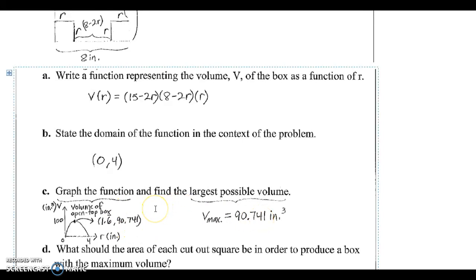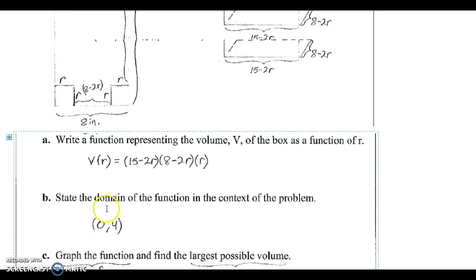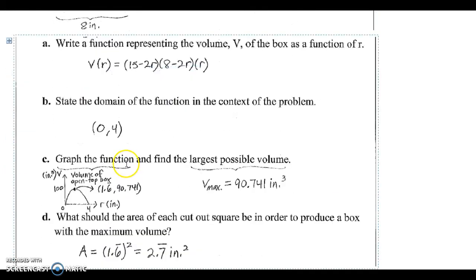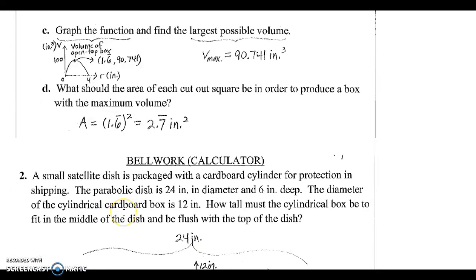So that takes us to part D. What should the area of each cutout square be in order to produce a box with the maximum volume? Well, if the maximum volume of 90.741 occurs when the R value is 1.6 repeating, as long as you remember that these squares are R by R, it's really easy to find the area of a square. You just take the value and multiply it by itself. So 1.6 repeating squared gives us approximately 2.7 repeating inches squared, and you could easily do that by typing it into your calculator.